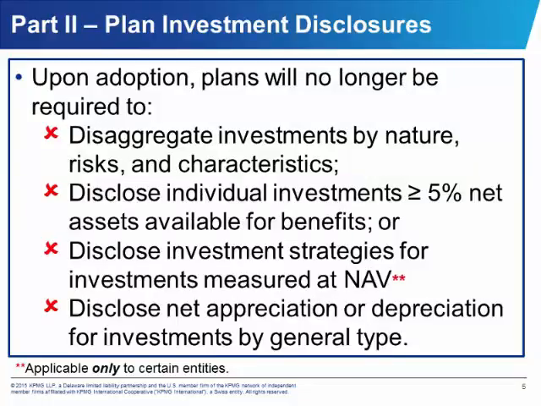All right, so this next part addresses that interaction between Topic 820, fair value measurement, and the plan accounting topics. There are a number of areas of overlap and duplication, so the EITF really just tried to eliminate some of those redundancies. First, the EITF decided to eliminate the Topic 820 requirement to disaggregate investments by nature, risk, and characteristics. So under the new standard, plans will only need to disaggregate investments by general type.